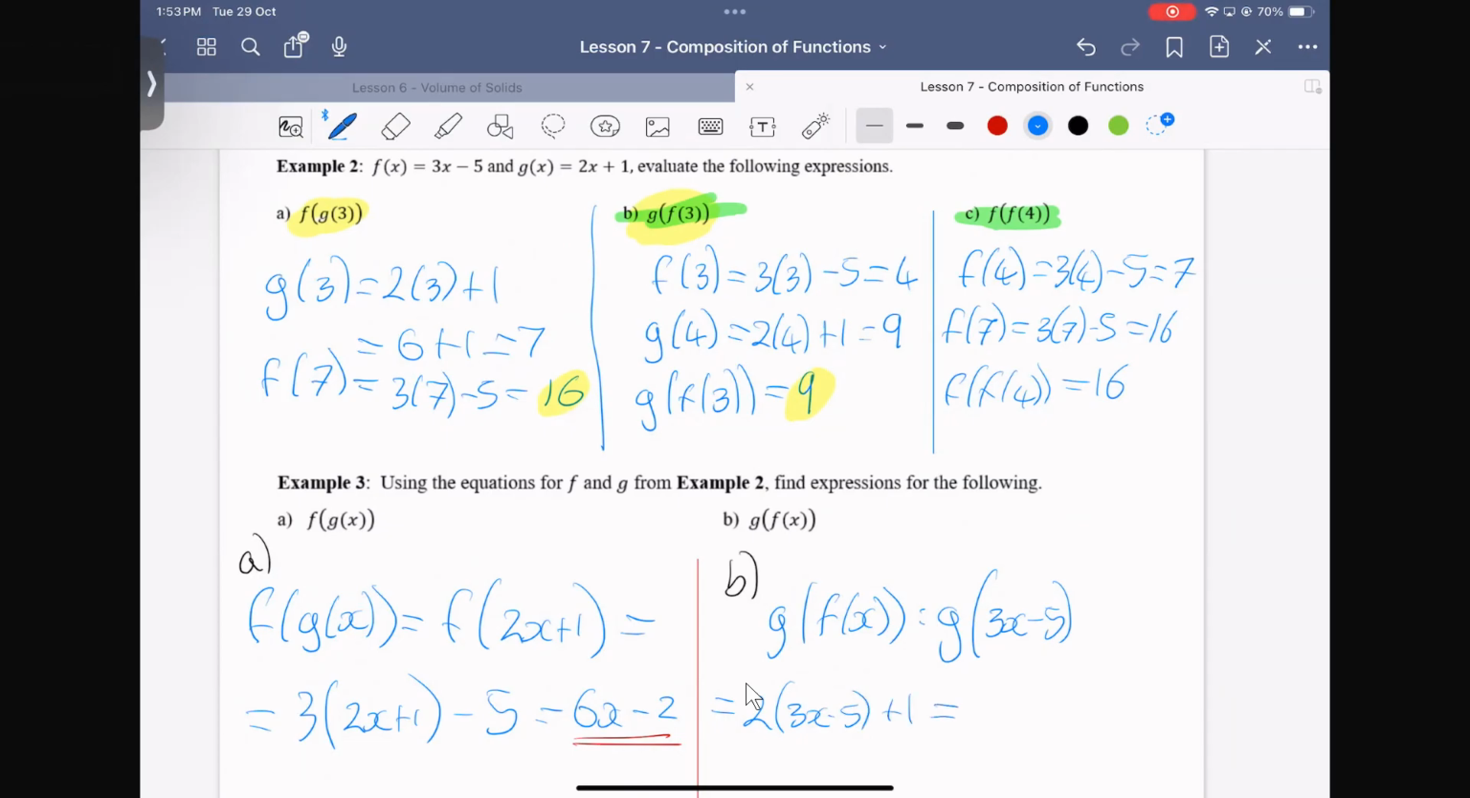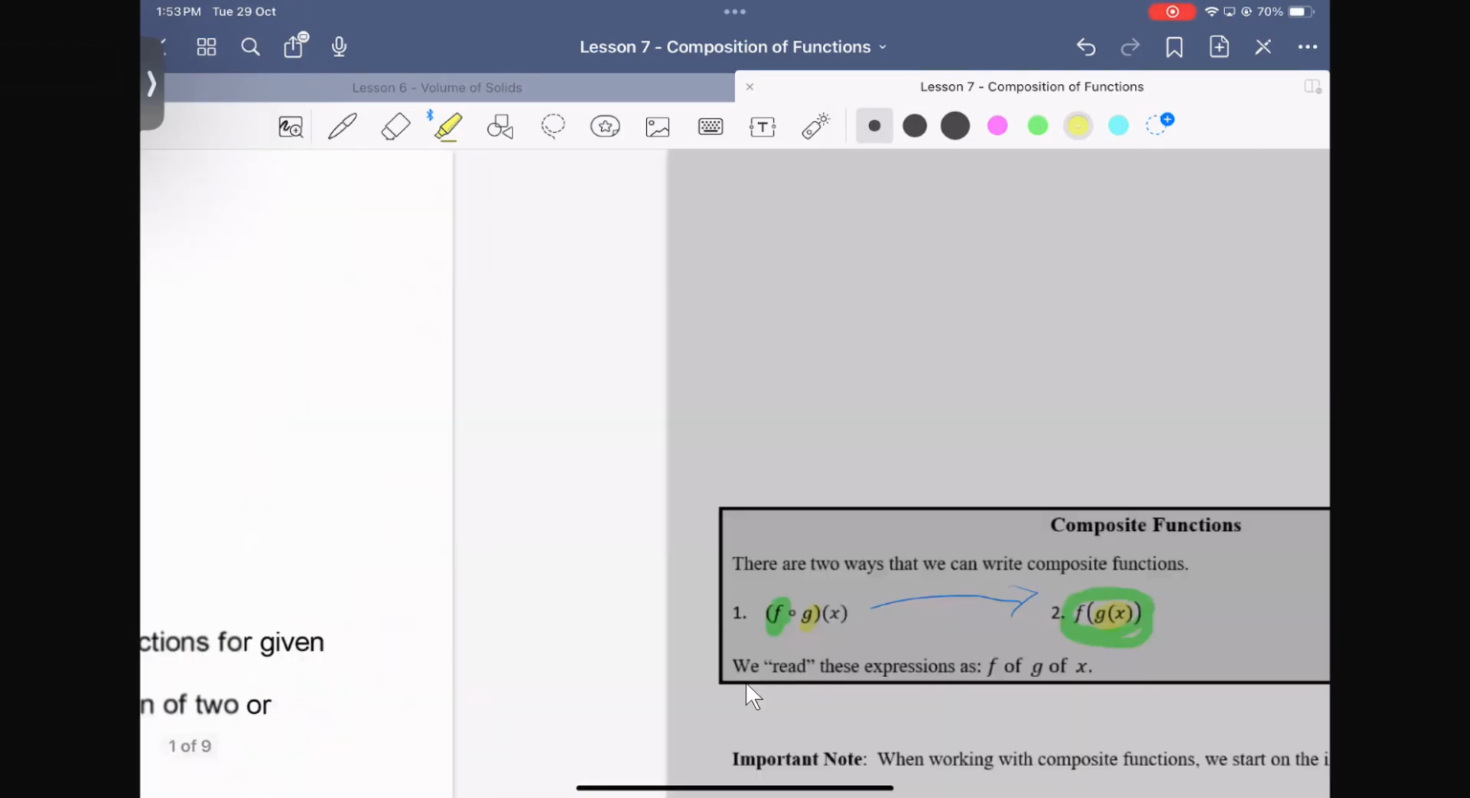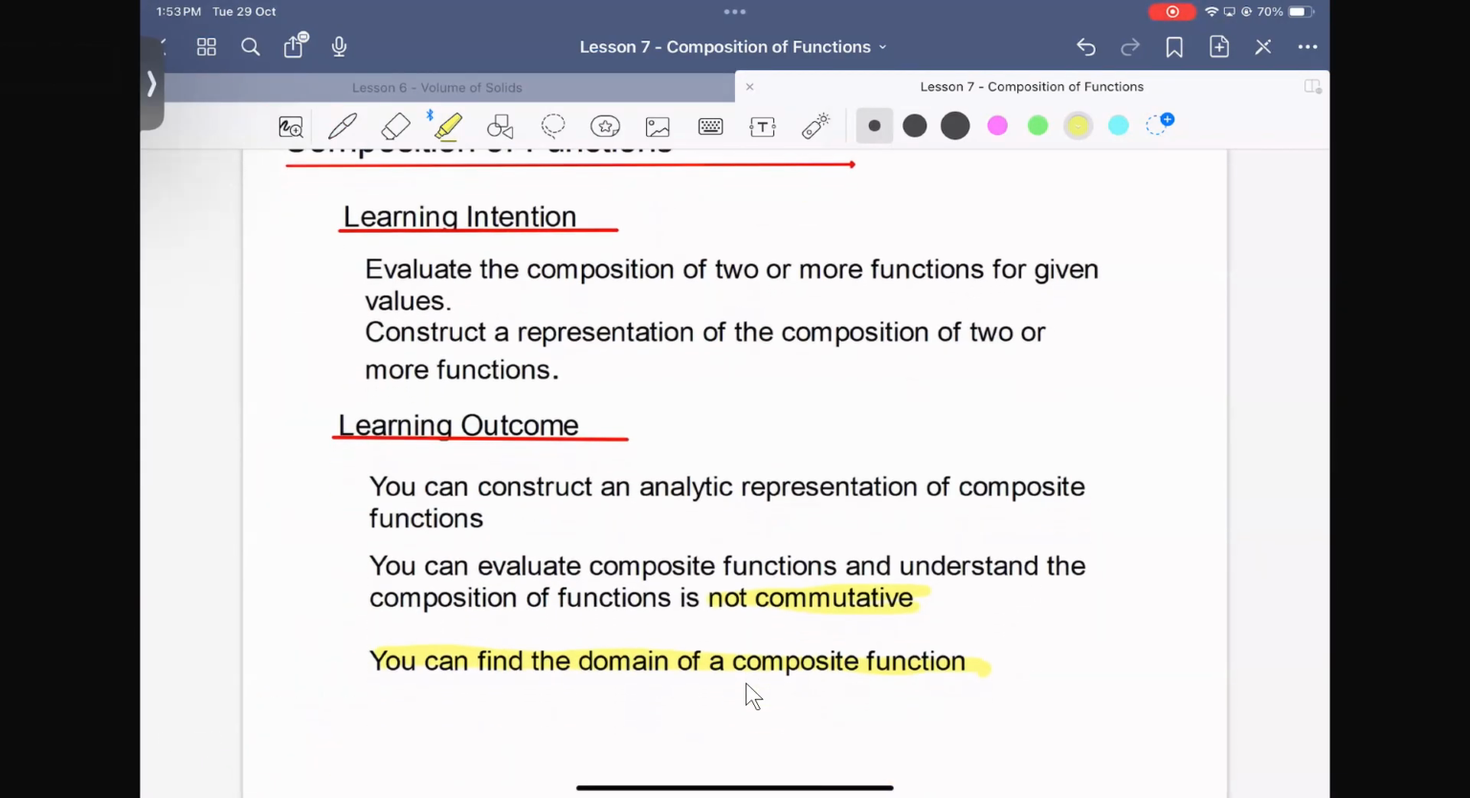So 2 3s are 6, we get 6x. 2 times minus 5 is minus 10, plus 1, which gives us 6x minus 9. Did we get this? Yes. Notice again that this expression here is not the same as this expression here. These are both examples of how it is not commutative.